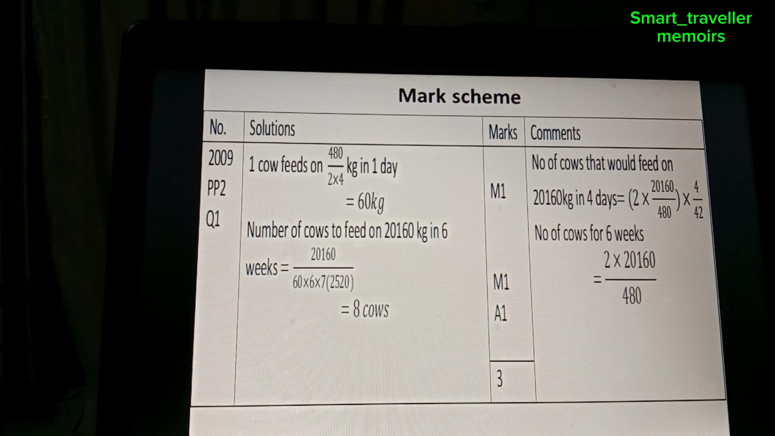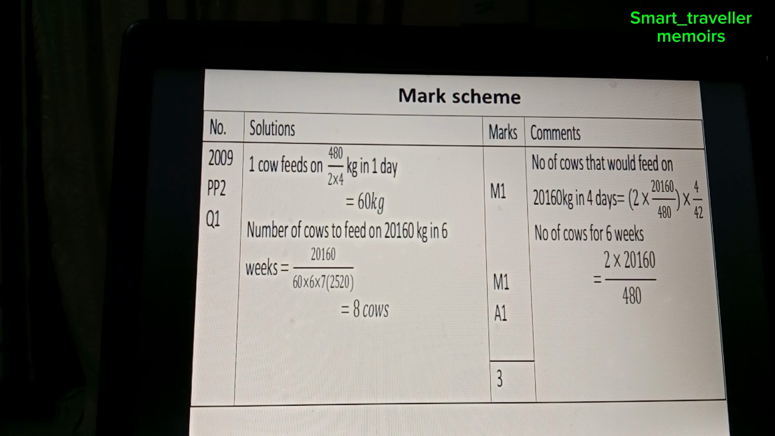it's a simplified way of doing the question, because you just do 2 times 20,160 over 480 times 4 divided by 42. 42 is 6 weeks times 7 days, so that you have 42 days. So that is the way the council marked.